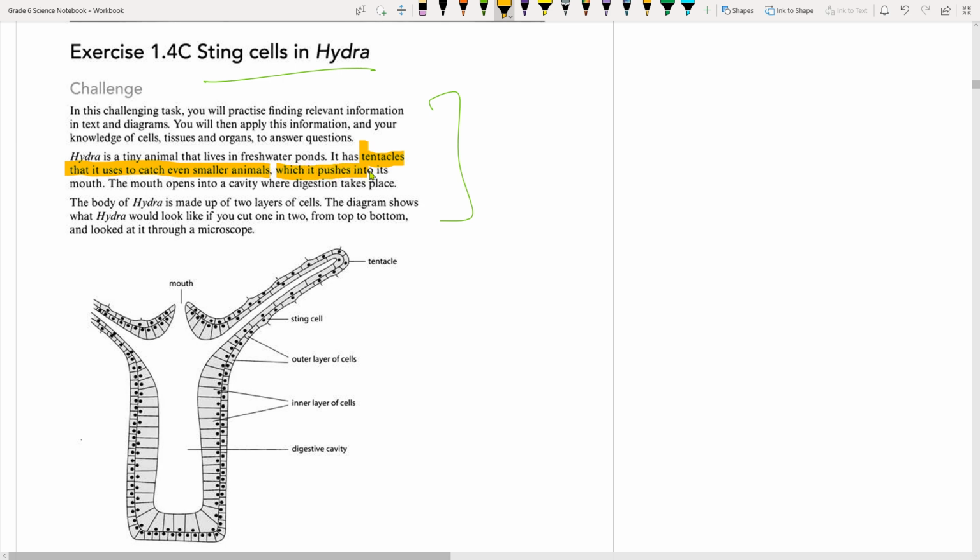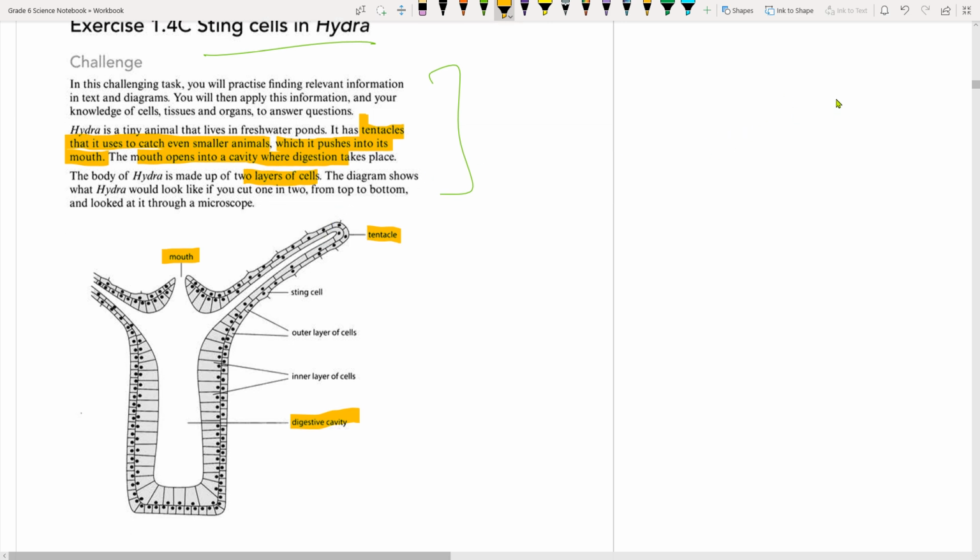Which it pushes into its mouth, right? And the mouth opens up into the cavity where the digestion takes place, right? So which is the digestive cavity, the tentacle, and the mouth. So I'm just highlighting these three for later use, right? Okay. The body of the hydra is made up of two layers of cells, right? So the diagram shows what hydra looks like if you cut it in two. So they sliced it from the side. It's a sideways look, okay? And how it looks under the microscope.